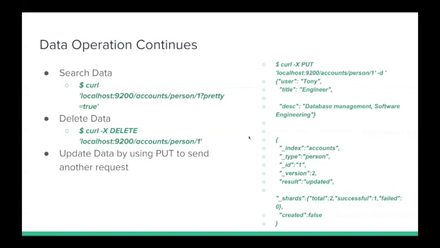Oh, here is the updating part. Sorry about that. If we want to update the data, from the example code here, we change the original description, Tony as an engineer, to the new one we want: database management and software engineering. So we use a PUT request to send the request to the server again. For the output, we can see the total was 2 and it ran successfully, and created is false because we didn't actually create a new record, but we updated it.